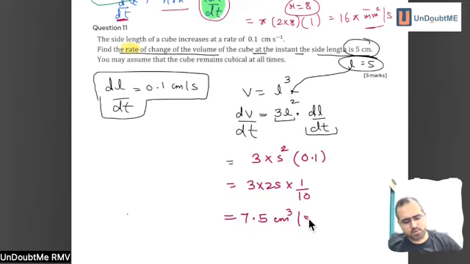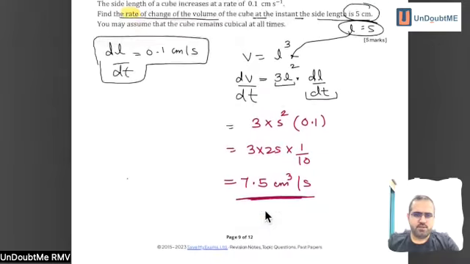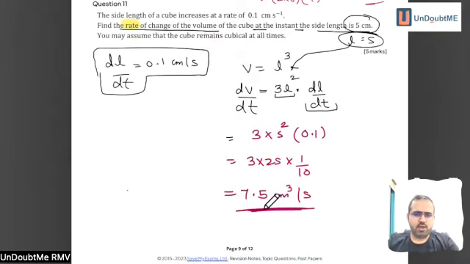7.5 centimeter cube per second. Always write it down with the proper unit. It's a volume, so it's a rate of change of volume, with respect to second, and it will be centimeter cube. Look at the working and see that it is the same as the previous two questions which we have done.